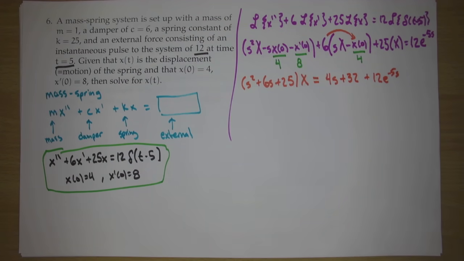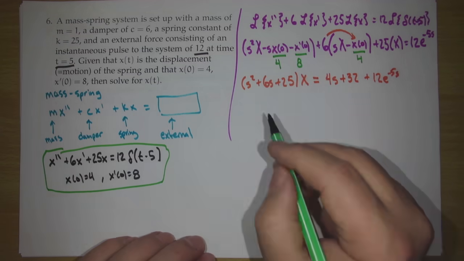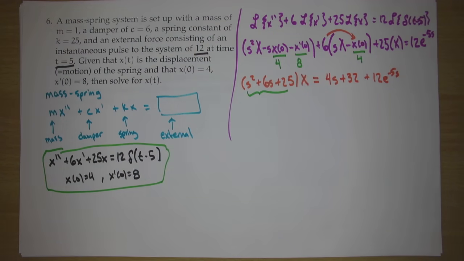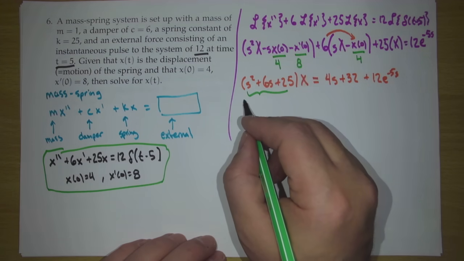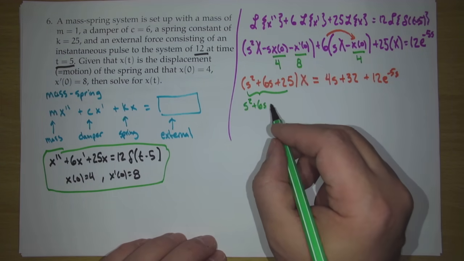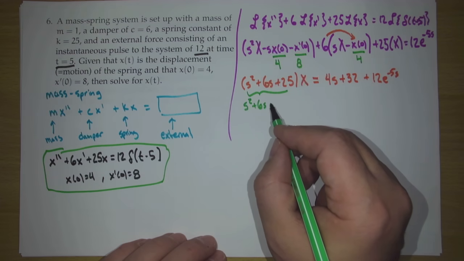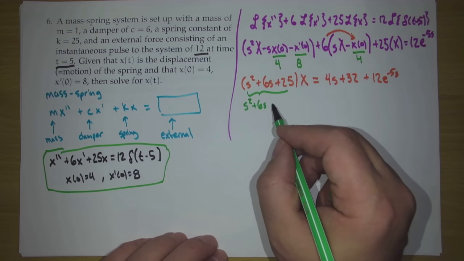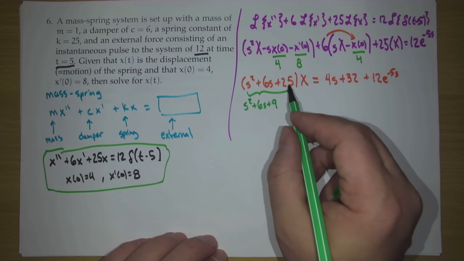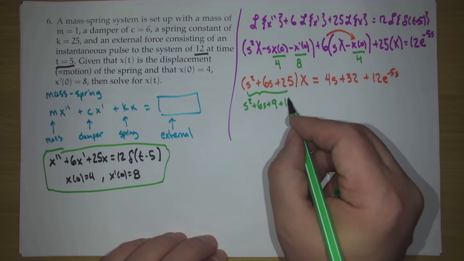All right. Well, s squared plus 6s plus 25, does it factor? No. So if it doesn't factor, what do we do? Complete the square. So s squared plus 6s, what would we want to add to make this a very nice square? Add 9. Okay, but we have plus 25. Well, that just means we have 16 left over.